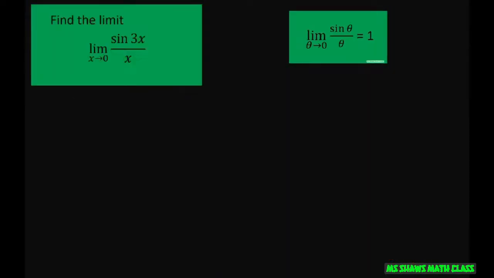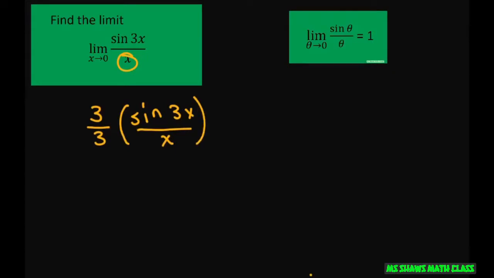I put another problem here. So we want to do the same thing here. There's no 3 here, so what I want to do is multiply the numerator and the denominator by 3. So I multiply by 3 divided by 3, sine of 3x divided by x. Now I can put this 3 here, and write it as 3 times sine of 3x, and 3 times x is just 3x.